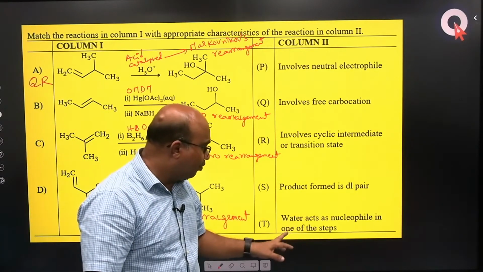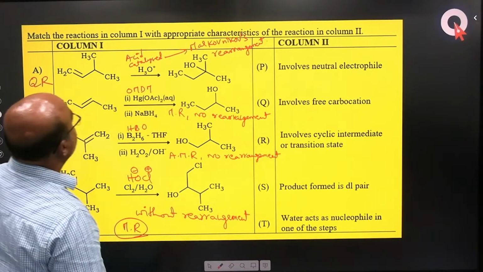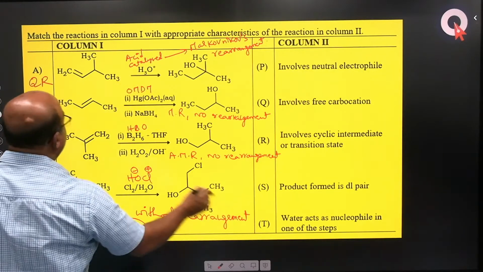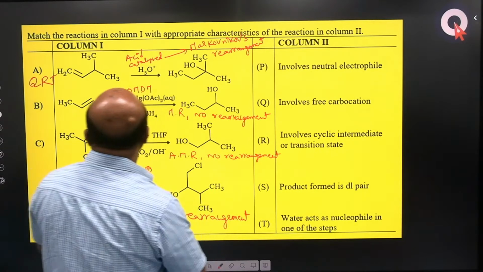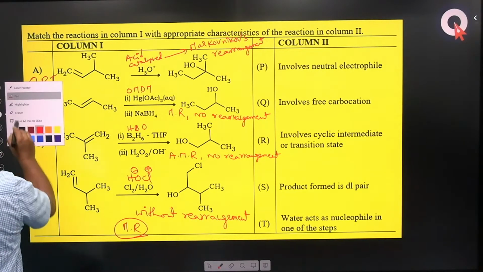Water acts as a nucleophile in one of the steps. Yes. So water is a nucleophile here. So you'll say T. So QRT in this case.